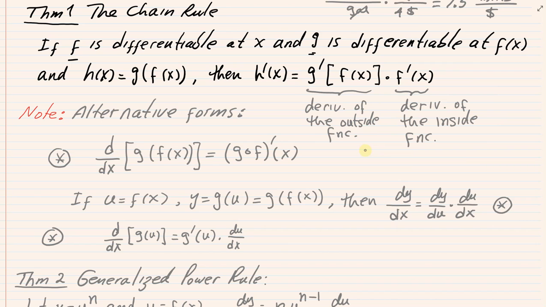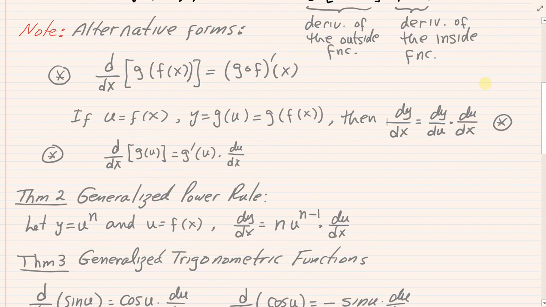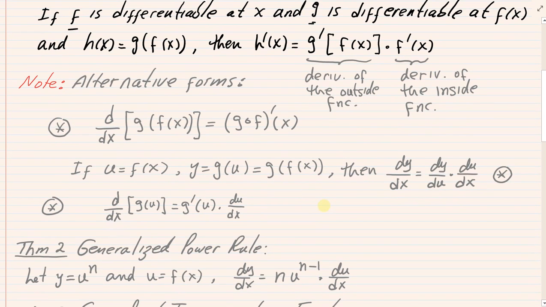It does require that we recognize the composition, of course. Once we recognize the composition the right way, then it's easy to hit it with the chain rule and get the right answer. Now here I have alternative forms of the chain rule for you, and we actually use all of them. The first one, d/dx of g of f of x, is g circle f, prime of x. That's more of a definitional form, not the practical one for working with it. It's just an alternative form using function composition notation.